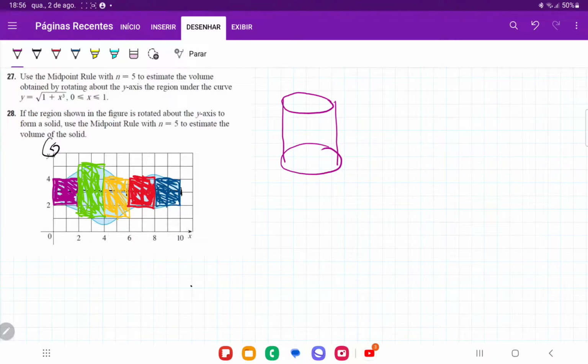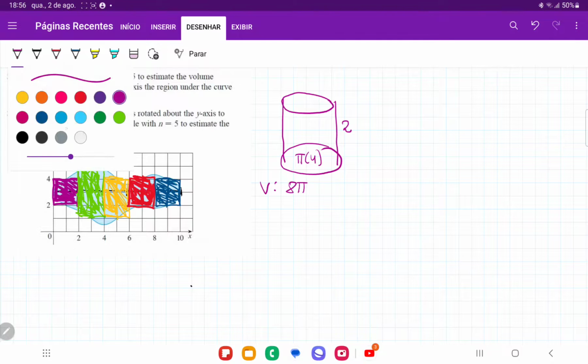And let's think about what this volume is. Well, the volume here is area times height, right? This height is 2 because it goes from 2 to 4. And the radius here is also 2, right? So the base is pi r squared, so pi times 4. So the volume here is going to be 2 times 4 pi, right? So that is going to be 8 pi. Let me just check if I'm right. 2 squared, yep, that is correct. Let's do the next one.